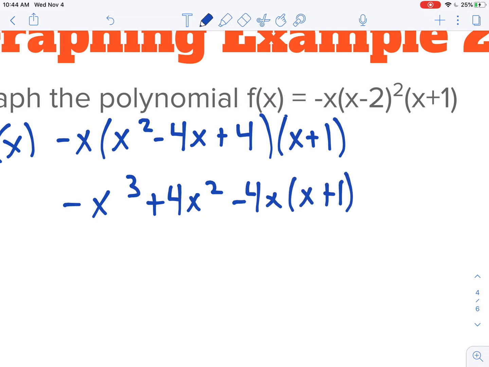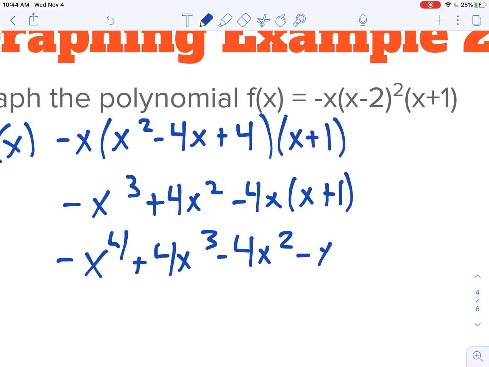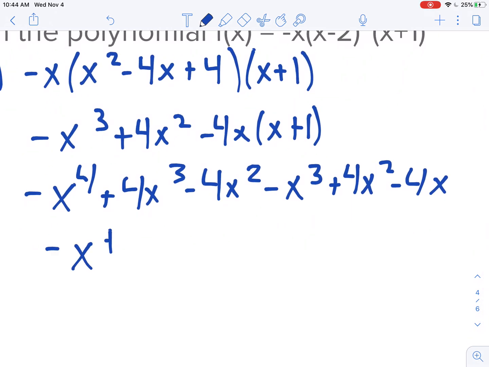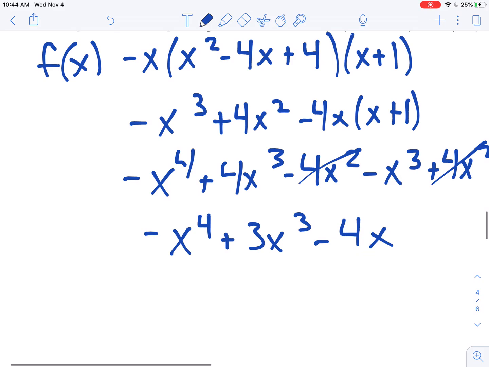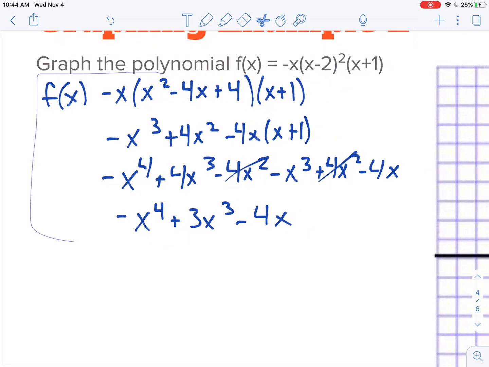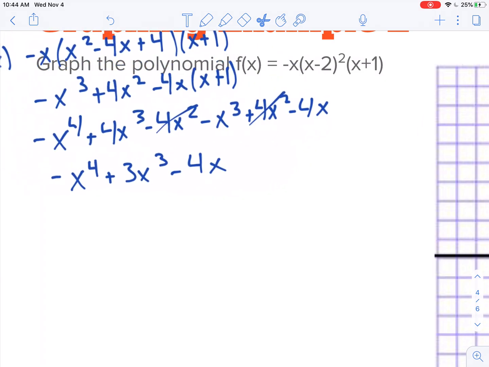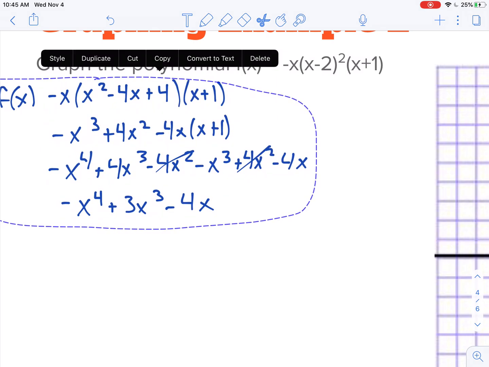I will now distribute every term. I've got negative x to the 4th plus 4x cubed minus 4x squared minus x cubed plus 4x squared minus 4x. Combine my like terms: negative x to the 4th plus 3x cubed. These x squareds actually cross out, minus 4x. So this is what my polynomial will look like when expanded. So now I'm going to jump a little bit. I will think about end behavior before I think about roots. That's another way we can do this. It might be easiest to think about it after you expand your polynomial.